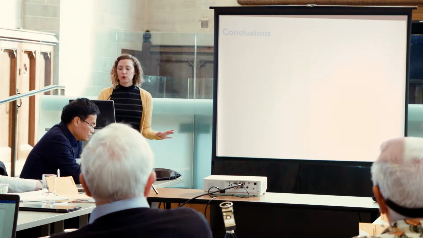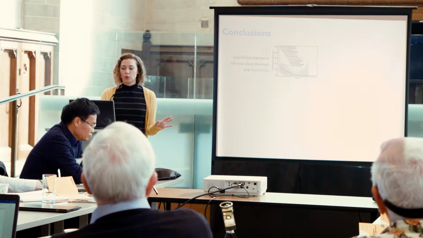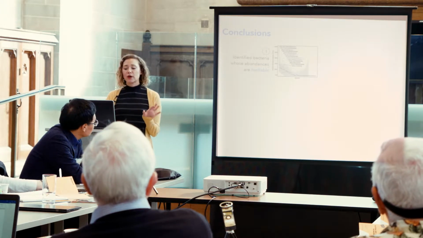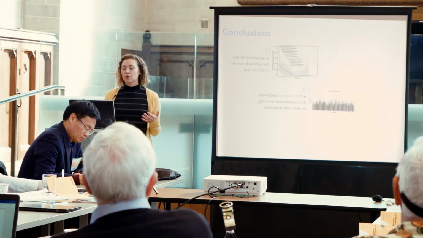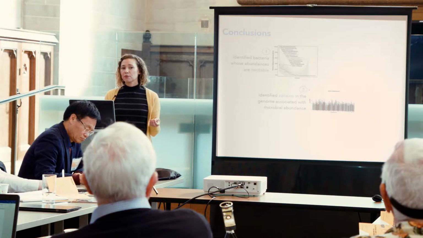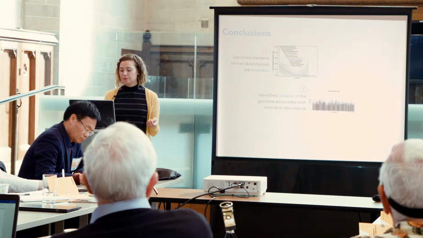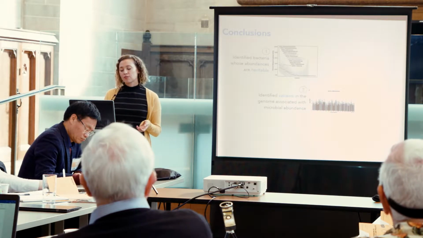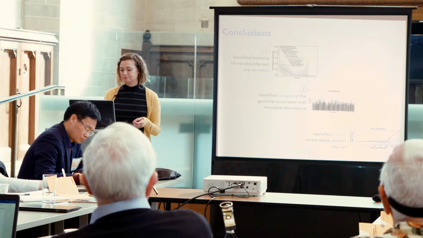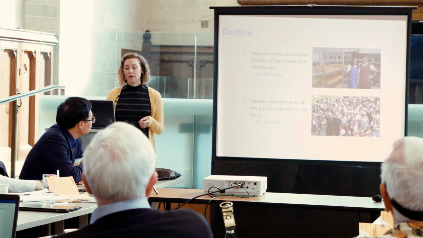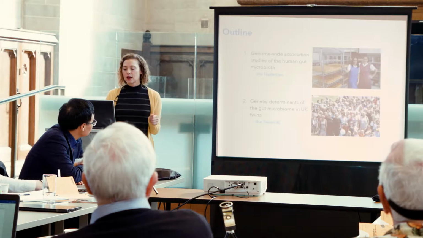All right, so I hope I showed you a few things from the first part of this talk, which is that one, we are able to identify certain bacteria that are heritable. We are also able to identify variants in the human genome that are associated with their abundance. And we're able to identify host tissues in which that genetic variation might be acting. All right, so that was all done in the Hutterites.